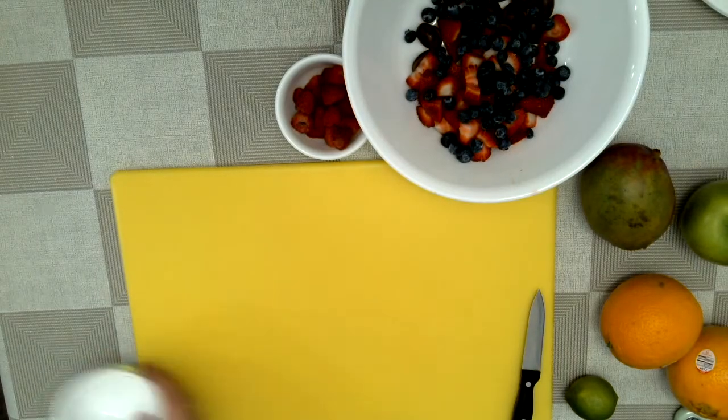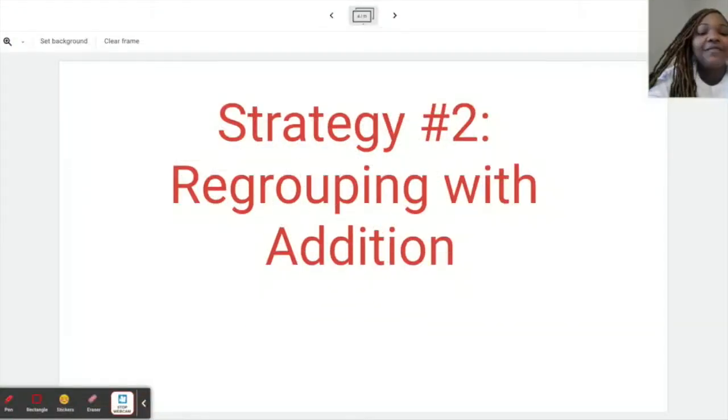Awesome work. All right, time for strategy number 2. Strategy number 2 is regrouping with addition. So let's take a look at our first problem.